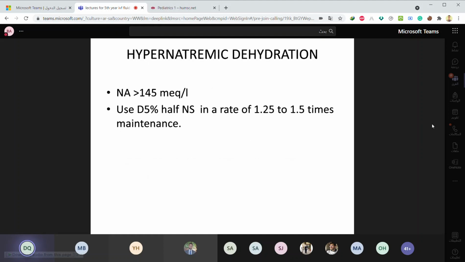In hypernatremic dehydration, when we have a sodium level more than 145 milliequivalents, we use D5 half normal saline at a rate of 1.25 to 1.5 times maintenance to correct the hypernatremia.